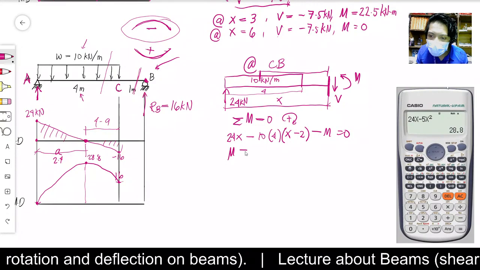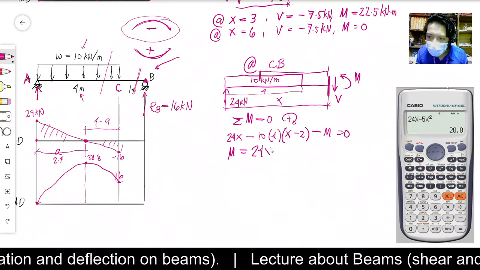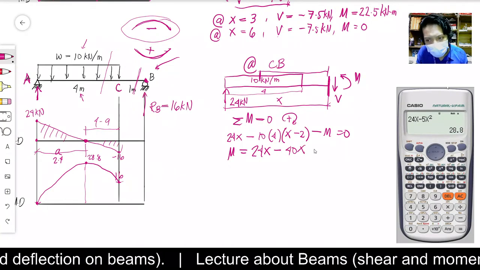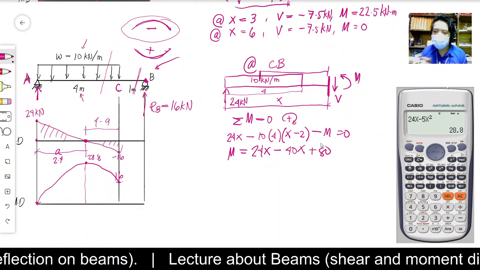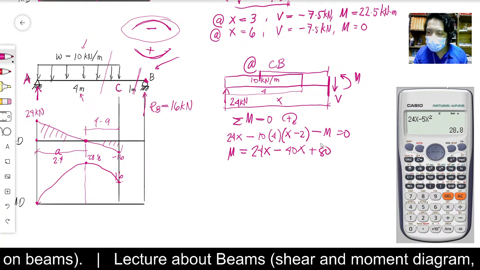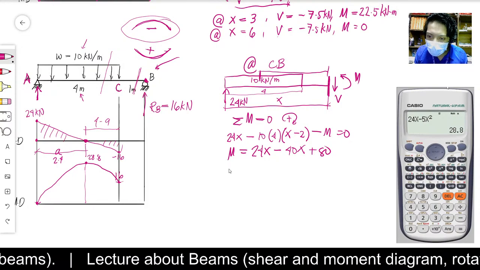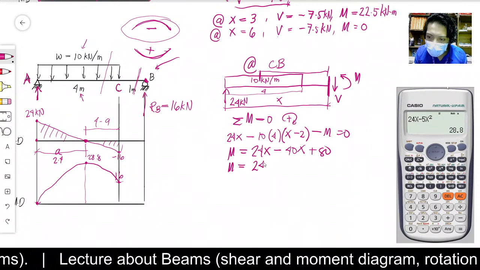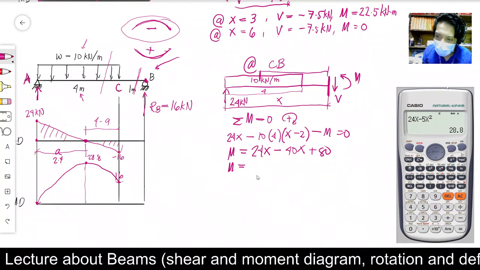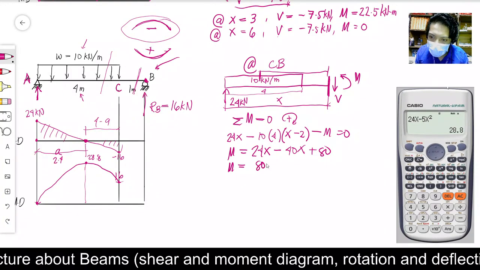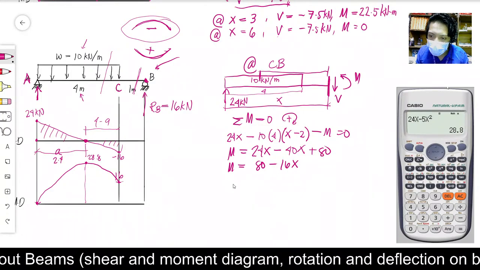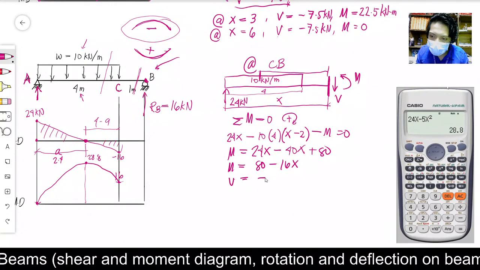So your moment is equal to 24x minus 40x plus 80. 40 times 2 is 80, so it becomes positive. Simplifying this further, 24x minus 40x is negative 16x. So this is 80 minus 16x. That's your moment. And your shear is negative 16.